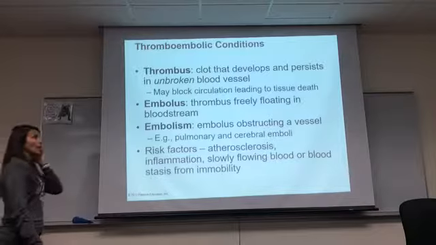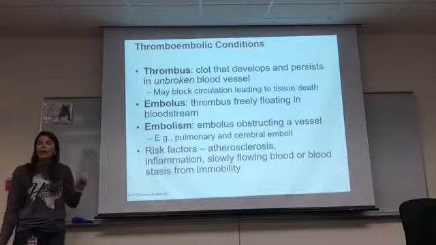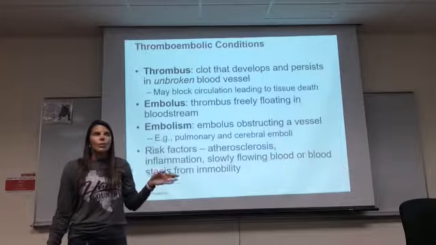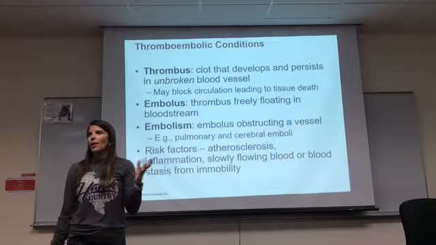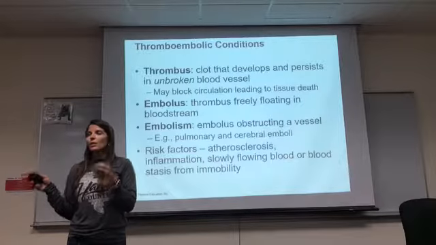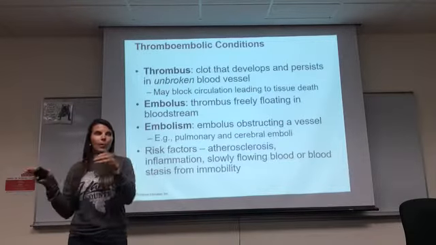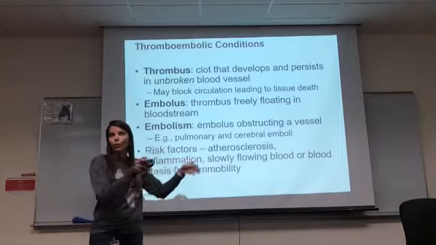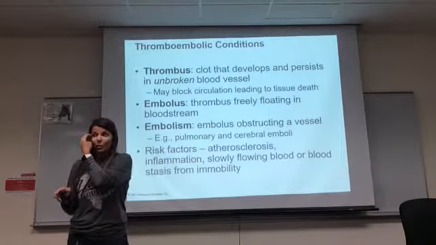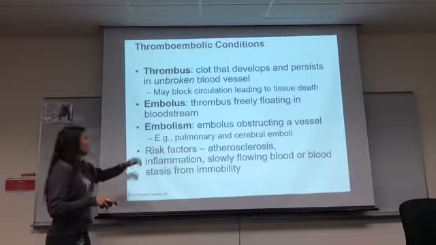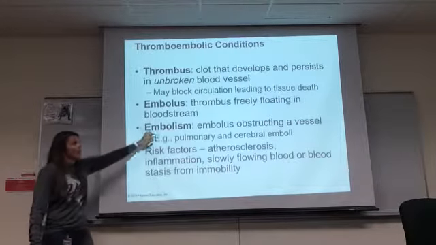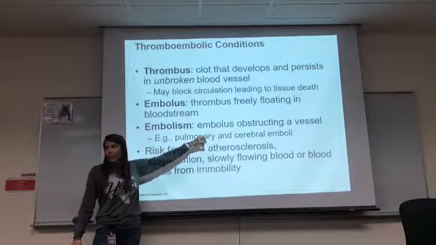So a thrombus is, by definition, a blood clot that forms when there's no need for a blood clot to form. So it just decides to clot, and now you have a blood clot. That's a thrombus. A thrombus escalates to an embolus when it breaks off of that vessel and begins to float in your blood. That's an issue. An embolus is an issue. An embolism is when that embolus gets stuck somewhere.